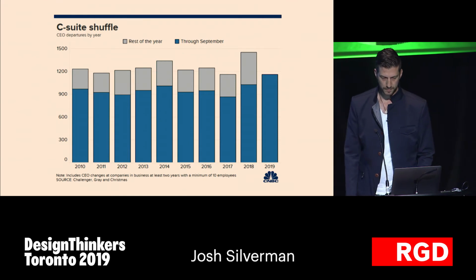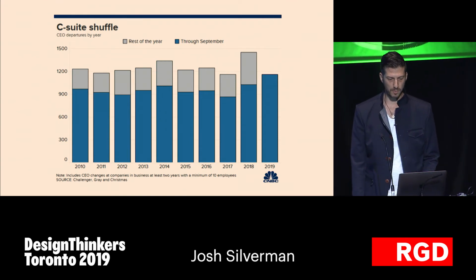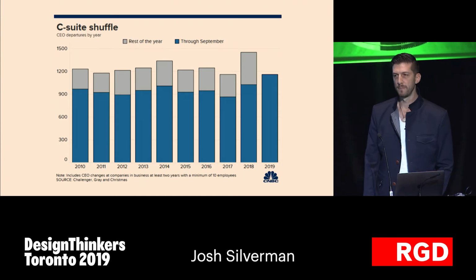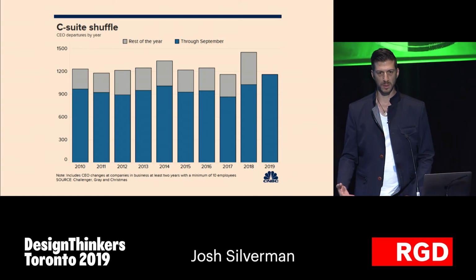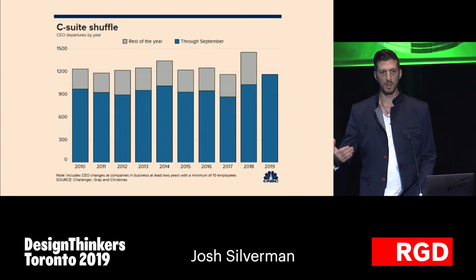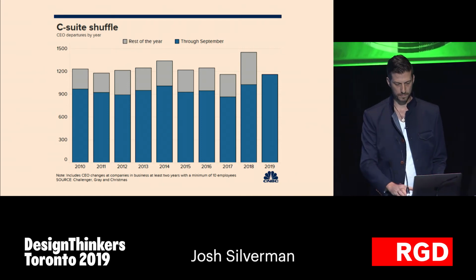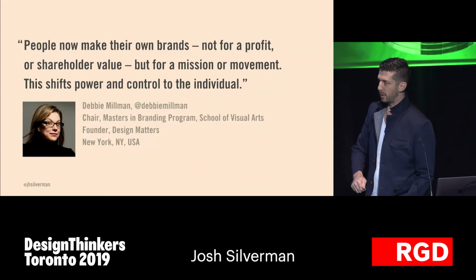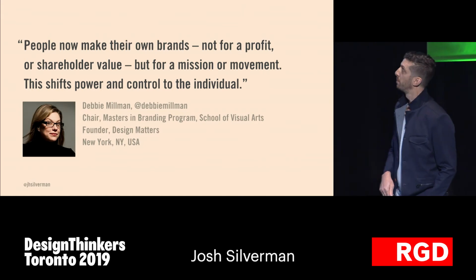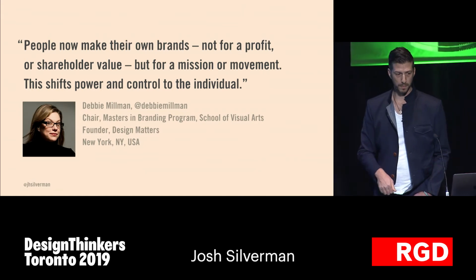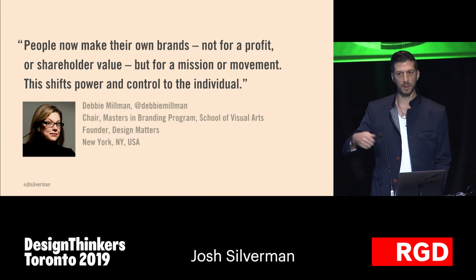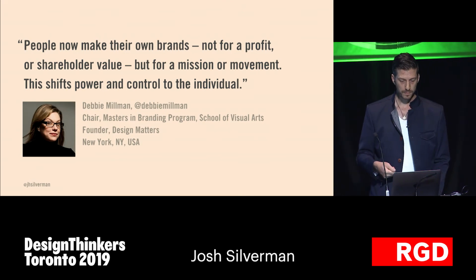Why is this happening? Perhaps extreme regulatory scrutiny, alleged anti-competitive practices. It feels to me like there are greater forces afoot that we're seeing in drips and drabs right now. This is a quote from my hero, Debbie Millman. People make their own brands now, not for profit or shareholder value, but for a mission, for a movement. This shifts, and along with a lot of other shifts, it shifts power and control to the individual.